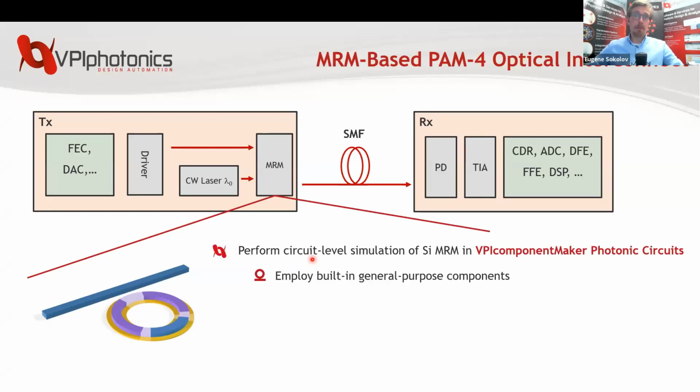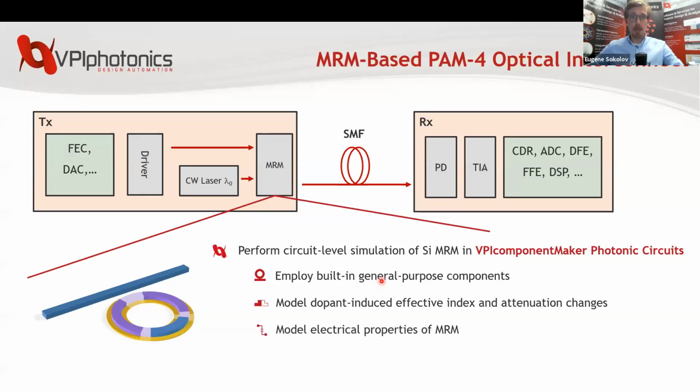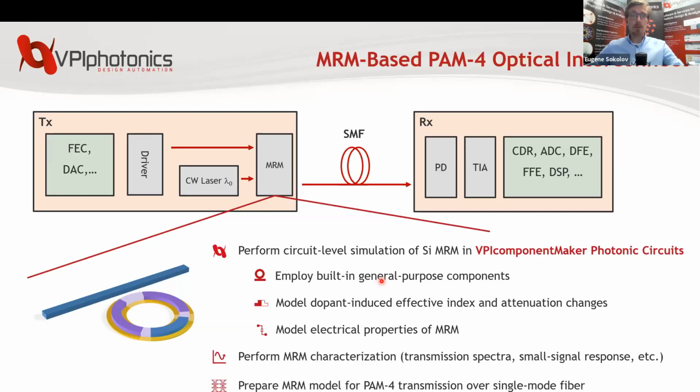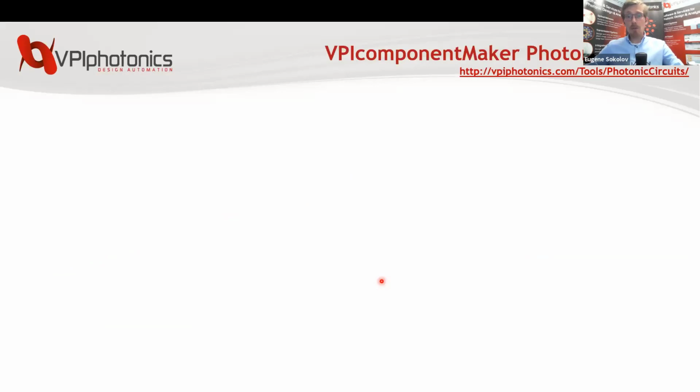We want to use something which is already implemented in VPIcomponentMaker photonic circuits. We want to model dopant-induced effective index and attenuation effects, as well as electrical properties of the micro-ring modulator. And finally, we would like to perform micro-ring modulator characterization and prepare the device for the power transmission over single mode fiber. So how do we do that?